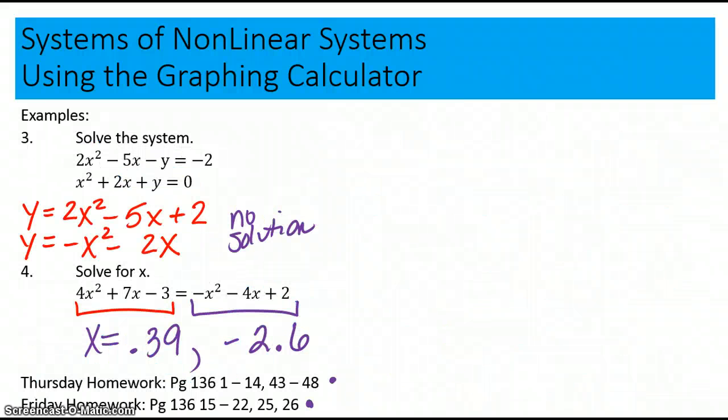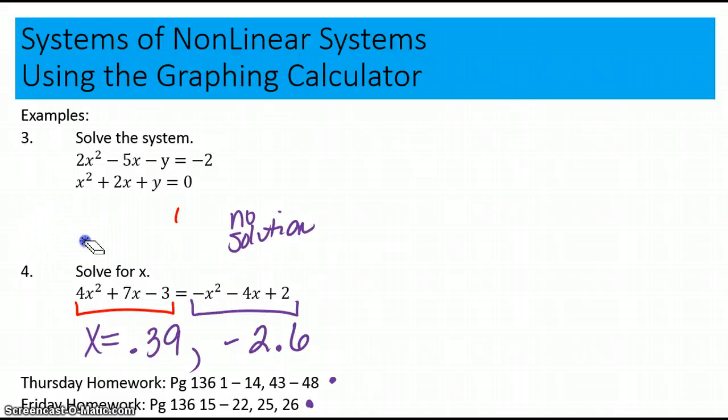Okay, so number 3. This one we know was no solution. That means they didn't cross at all. Okay, so let's see what happens there. Alright, so again, we're going to rewrite, and I'm going to go ahead and erase what I got here. Again, we know this is no solution.